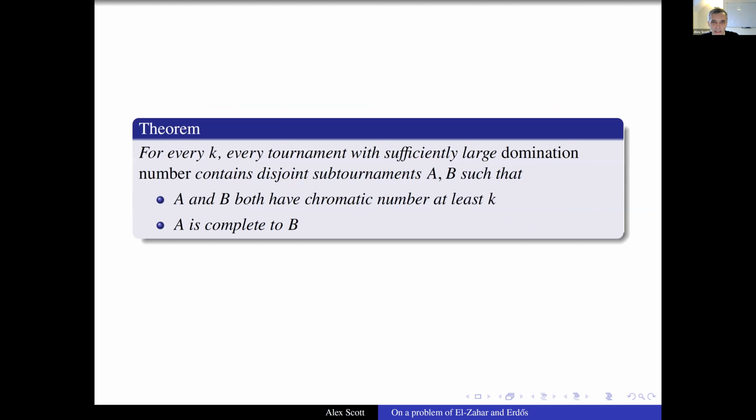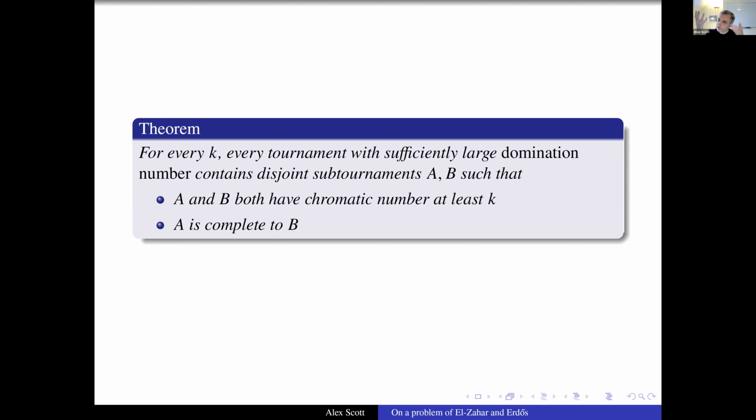Okay. The other thing we can do is, if you replace the assumption of large chromatic number with large domination number, so domination number is the smallest number of vertices you need so that their out-neighborhoods, the union of those, cover the rest of the tournament. You could say either out-domination number or in-domination number here. It doesn't matter. You just make a decision. Let's say out-domination number. Every tournament with sufficiently large domination number contains disjoint subtournaments A and B, so that they both have large chromatic number and A is complete to B. So the conjecture is true if we have a tournament with large domination number.